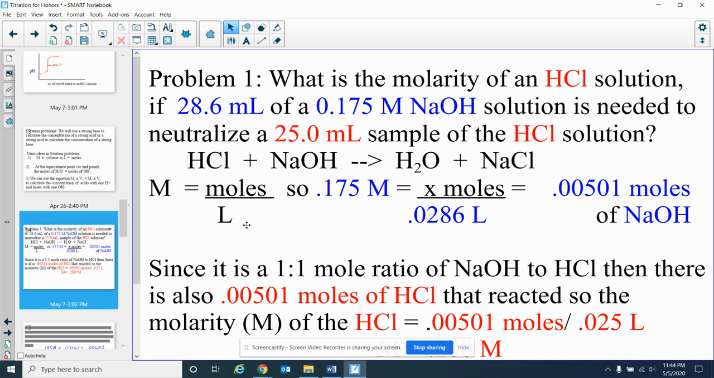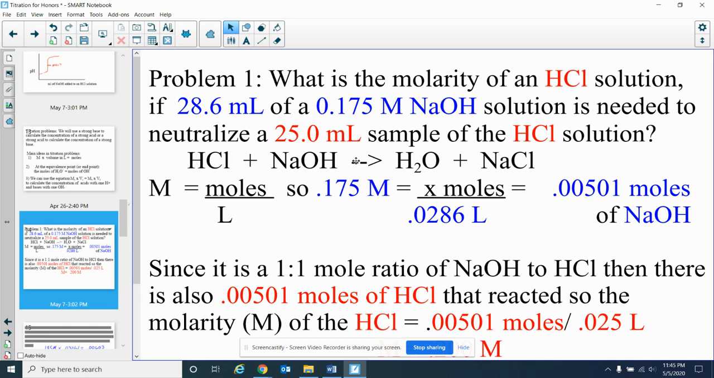But just calculation-wise, we know the molarity of the base and we know the volume of the base, so we can calculate how many moles of base we had to add. So 0.175 is the molarity. We need to put that volume of base into liters, so divide by 1,000, move the decimal 3 places. So it's 0.0286 liters, and we're solving for moles. So 0.0286 times 0.175 gives us the moles of NaOH that we added.